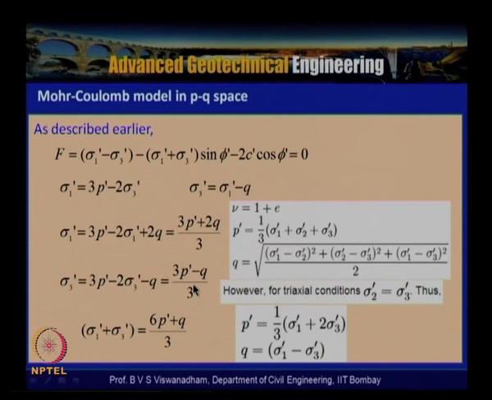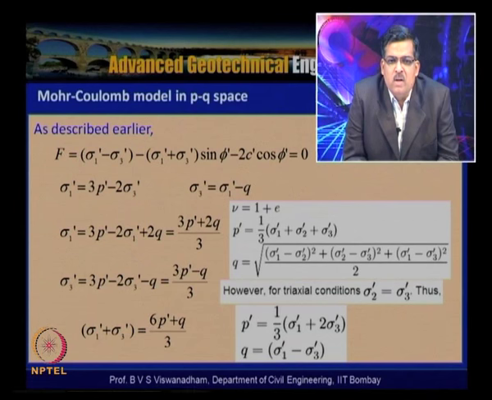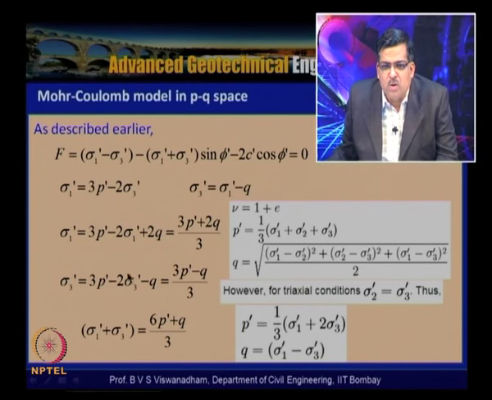1990. As we have discussed, the other way of describing tau equals sigma plus tan phi, in terms of principal stresses, is F equals sigma 1 dash minus sigma 3 dash minus sigma 1 dash plus sigma 3 dash sin phi dash minus 2 c dash cos phi dash equals 0. This can be used to derive the consistency conditions of the Mohr Coulomb in p-q-v space, with specific volume v equal to 1 plus e, and p dash equal to 1 by 3 of sigma 1 dash plus sigma 2 dash plus sigma 3 dash, and q equal to the square root of sigma 1 dash minus sigma 2 dash whole square plus sigma 2 dash minus sigma 3 dash whole square plus sigma 1 dash minus sigma 3 dash whole square, the whole divided by 2.